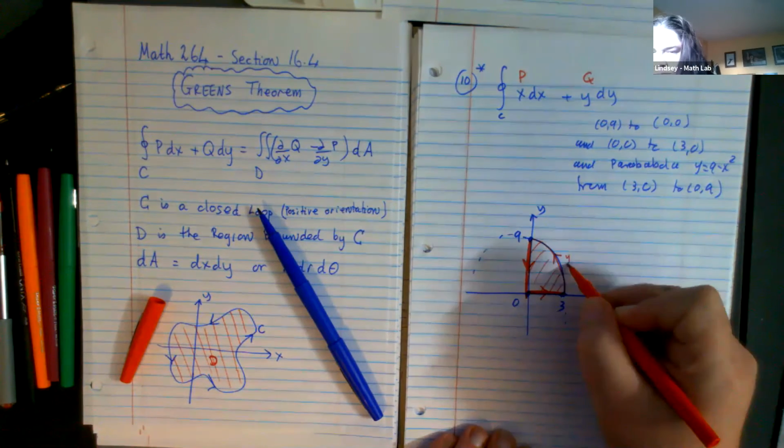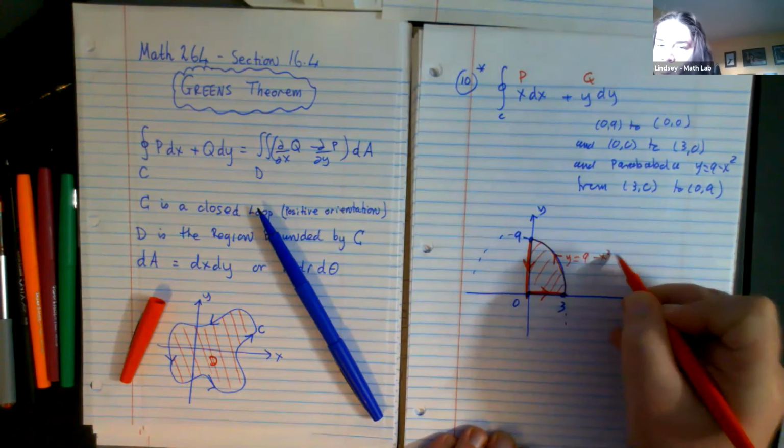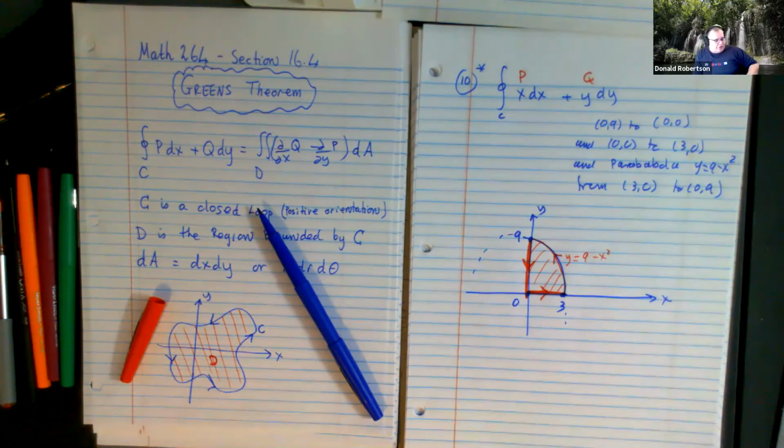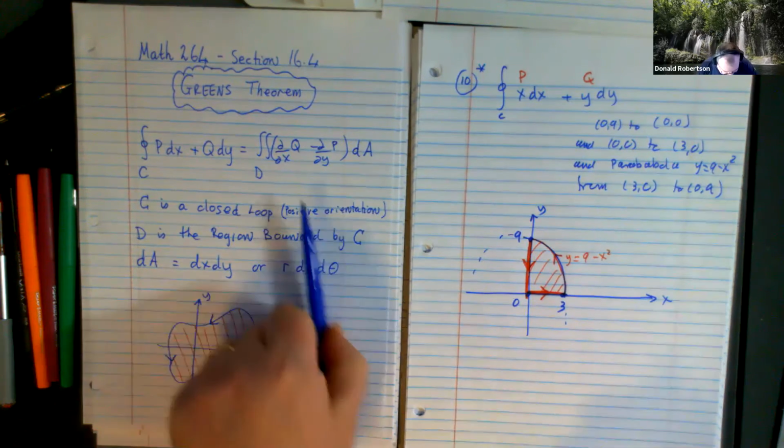Positive. Agreed. Right, as you walk around, that shape is in the area to the left. That's positive. Anti-clockwise, if you prefer. So we've got all the pieces. Great.